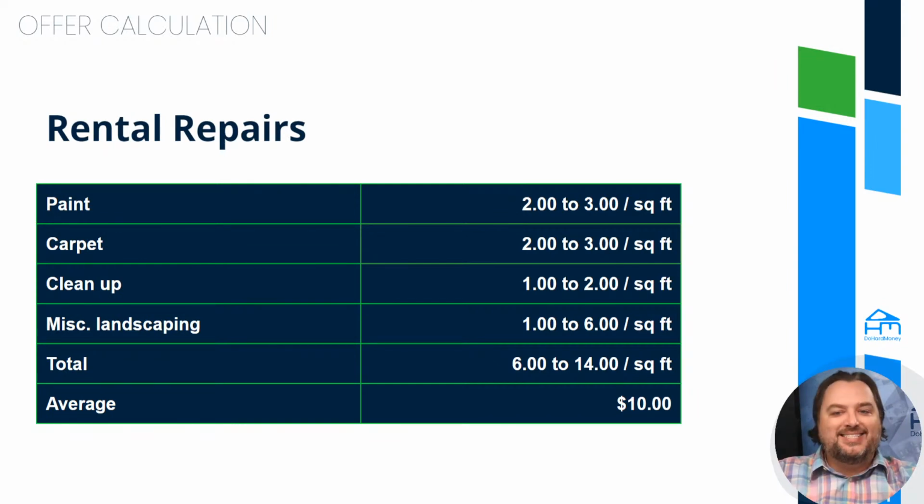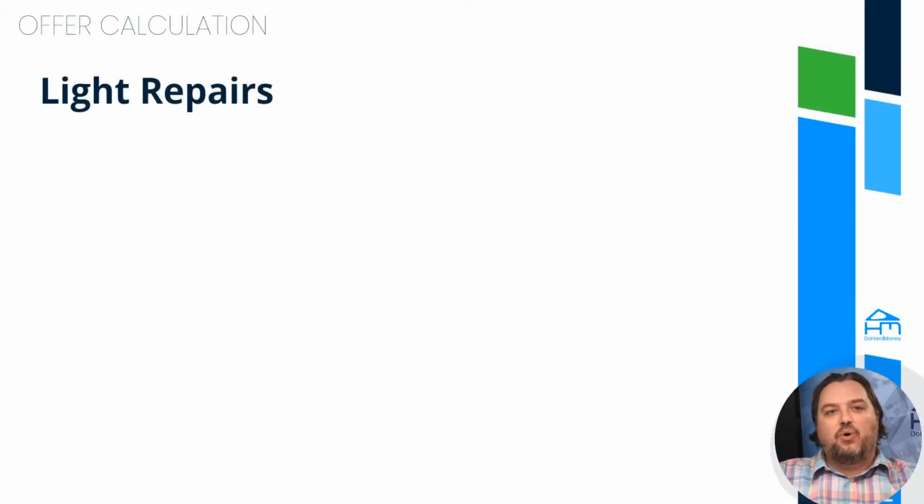Miscellaneous landscape, 1 to 6. I think it's probably more like a 3 or a 4. Great. So your average is about $10 a square foot. But this is just rent ready. This is like leave what's there, put a little lipstick on a pig. That's what we're talking about there.